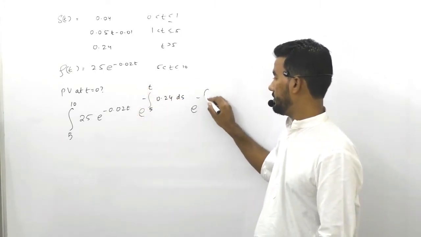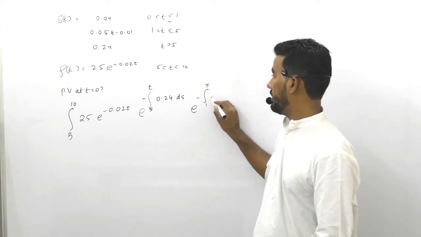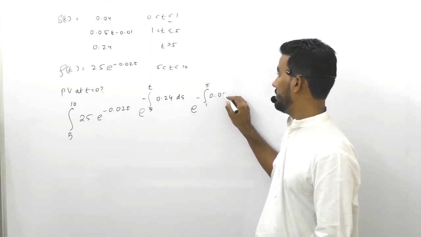Now we have to bring this payment down from time 5 to time 1 using the other rate which is given.